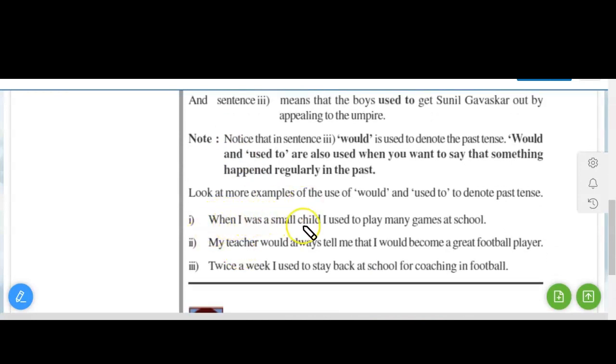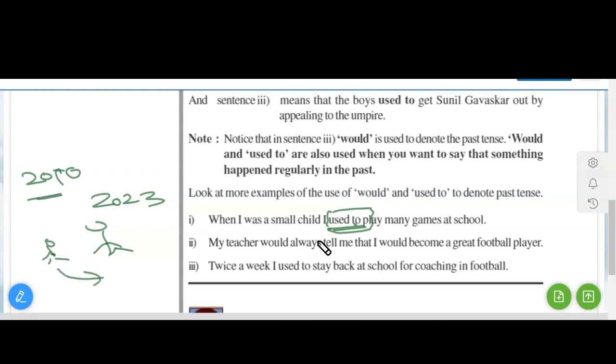Look at the example. When I was a small child, I used to play many games at school. So the phrase is I used to. This was happening for a fixed amount of time in the past. So a person is telling about himself now in 2023. He is telling about his childhood, like 2010 or so. He was a small kid. Then he used to play games or do any activities. So the word used to is used for giving the information that this was happening in the past.